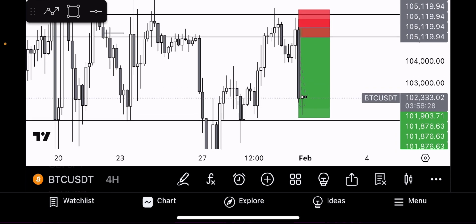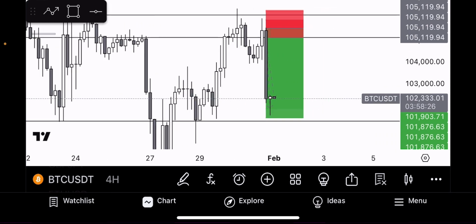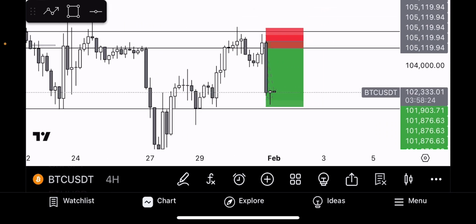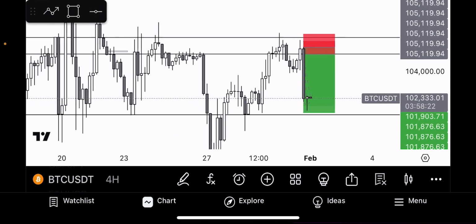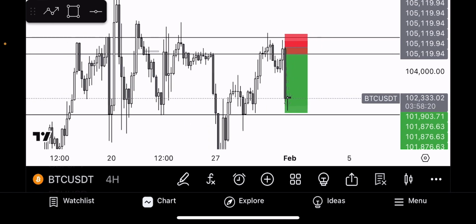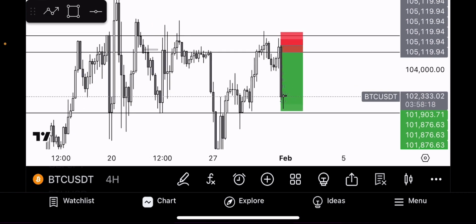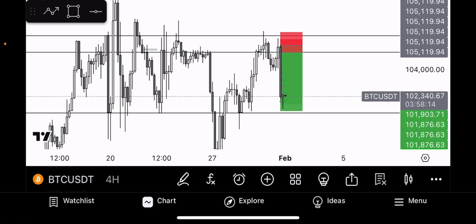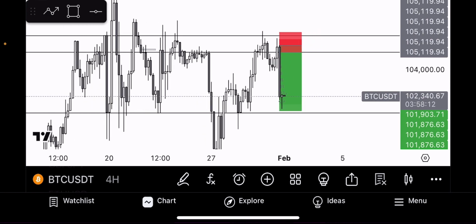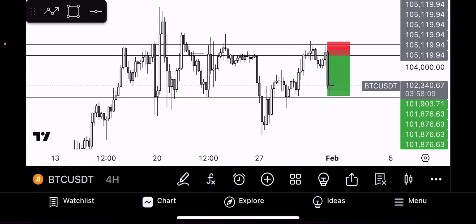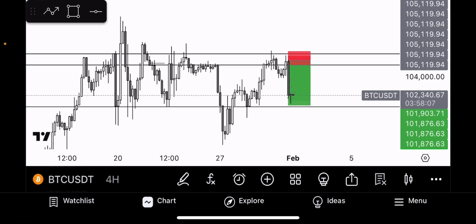Today in this video I'm going to explain to you how I took this trade. As you can see, this is a perfect trade. I'm going to explain it to you in very simple terms, even though some of you might not get it because you are all beginners, but I'm just going to explain it to you.